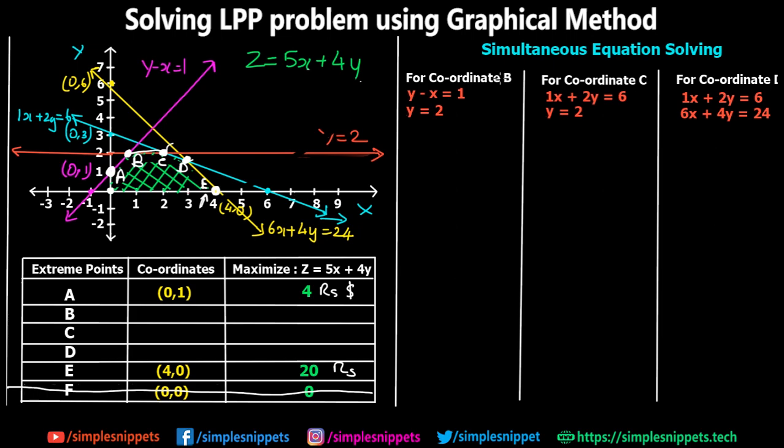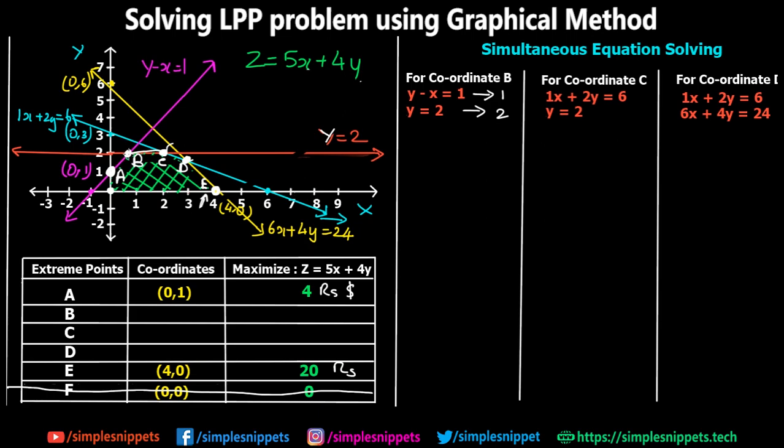For coordinate B, the lines that intersect at B are y minus x equals 1, which is the first line, and y equals 2, which is the second line. This red line is the second line, so this is y equals 2. These two lines meet at point B.